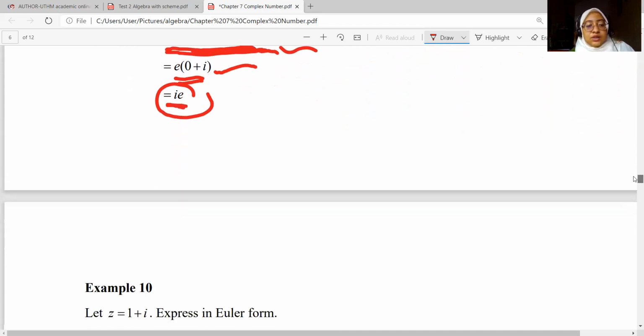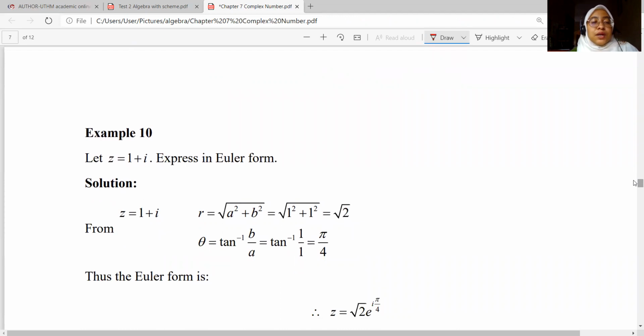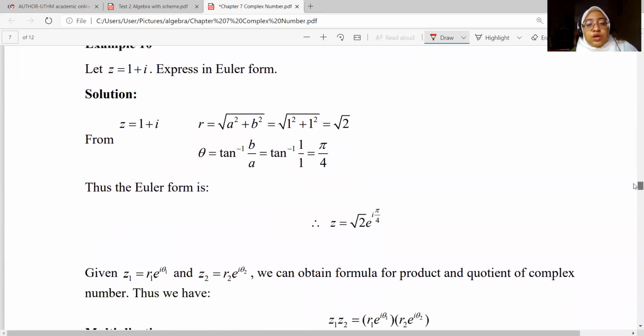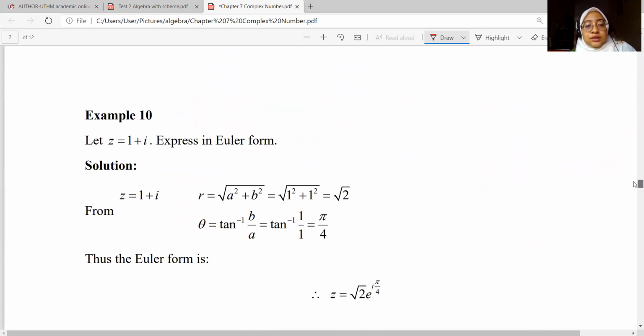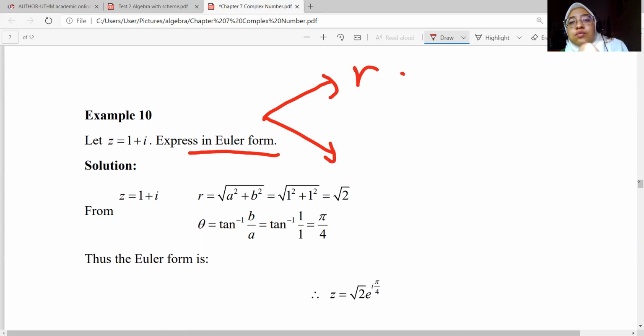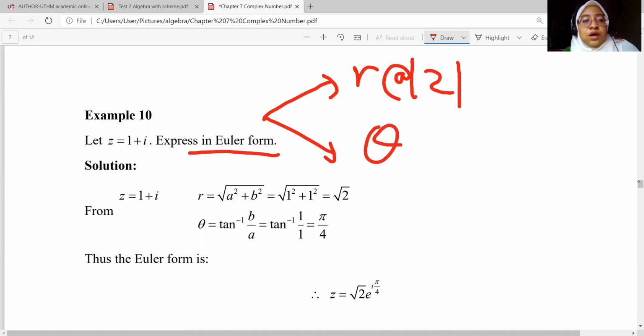Okay, this one is a bit complicated. Let z equal 1 plus i, expressed in Euler form. When we want to express in Euler form, we know that we have to find r and theta. So we need to find r, the modulus of z, and theta. r is equal to the square root of a squared plus b squared, so we get the square root of 2, and theta is equal to inverse tangent of b over a, which is inverse tangent of 1 over 1, equal to pi over 4.